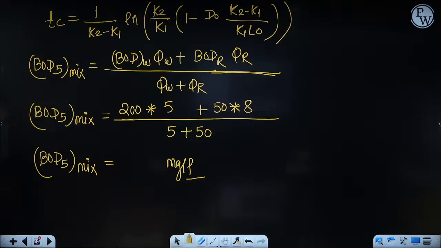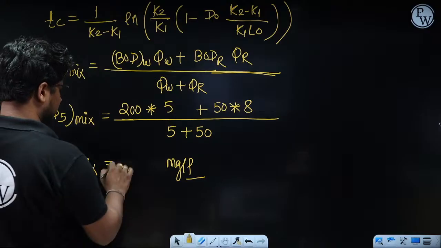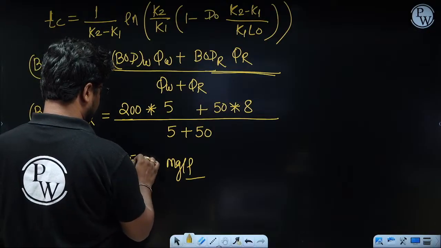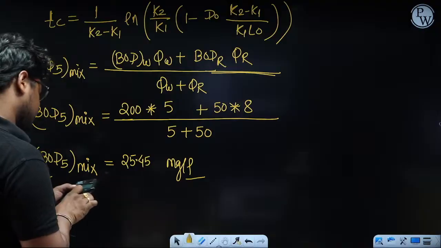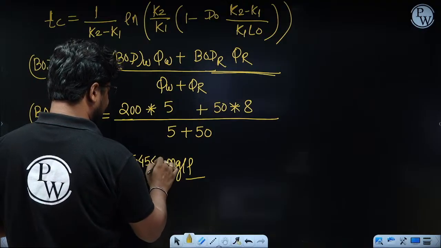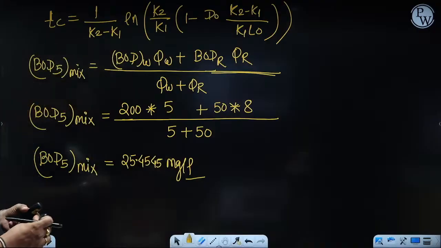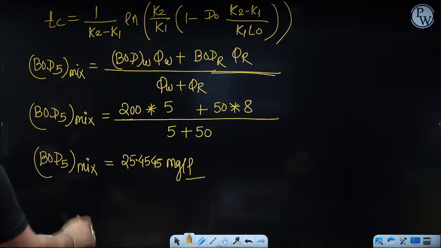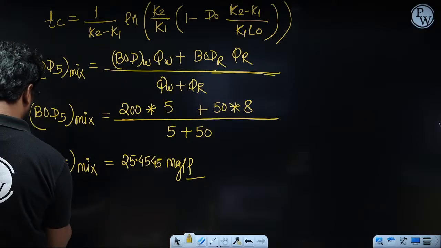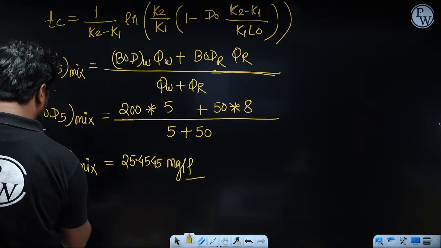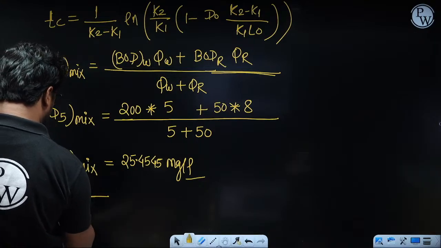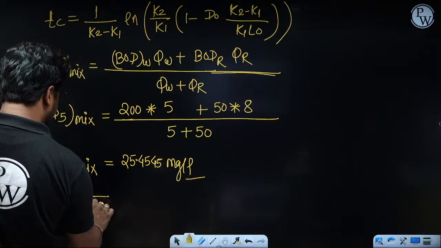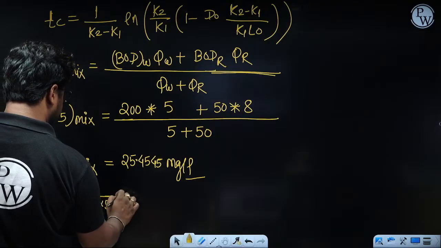According to my calculation, I am getting around 25.4545. All of you are getting the same. So if you have the BOD5 mix, I can find out the L0, which is the ultimate BOD. It will be BOD5 mix, whatever you got, divided by 1 minus e to the power minus k1 into 5.